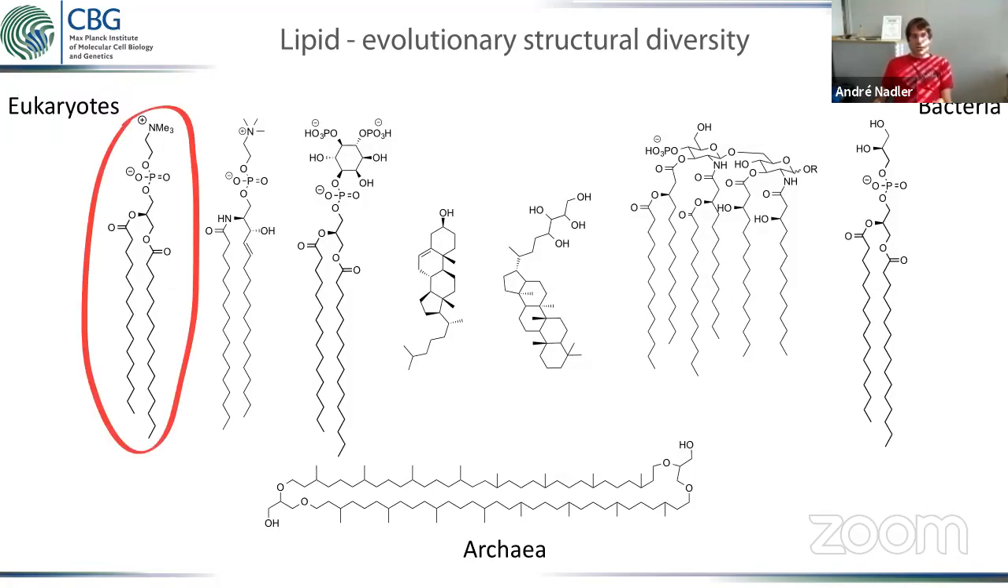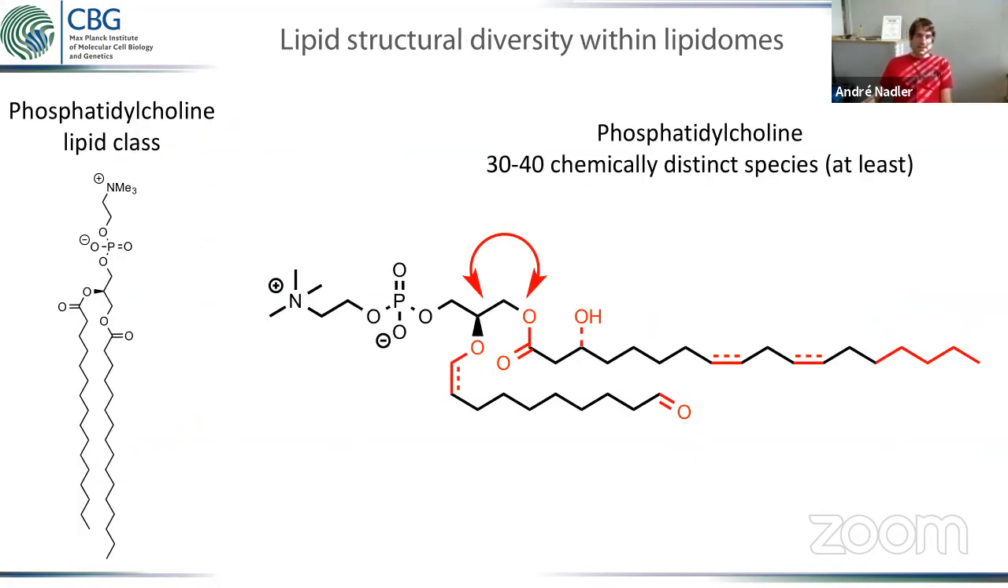And that is that even if you look at just one lipid class, in this case, phosphatidylcholine, which is the major structural lipid in mammalian membranes, what you see is that this is not a single species as depicted here, and as you would do it typically in a review article, but you have at least 30 to 40 chemically distinct species that are present in each organism. And one of the big mysteries of our time in lipid research is what are actually the functional implications of this so-called lipid diversity.